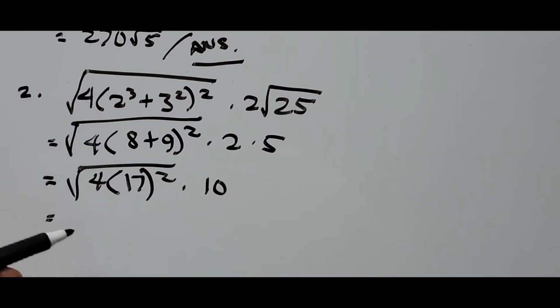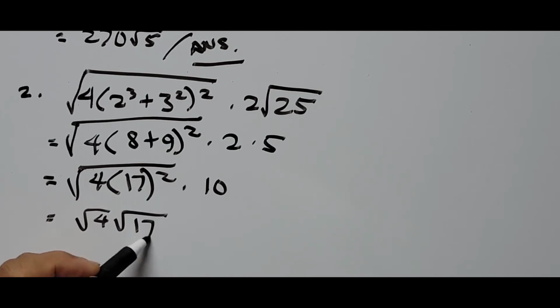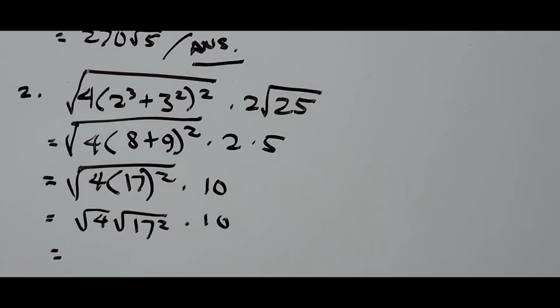So in here, this can be written also as square root of 4 times the square root of 17 squared multiplied by 10. And to simplify further, square root of 4 is 2. So we just bring all these down right here now. So that's square root of 4 is 2 multiplied by 10, and square root of 17 squared.